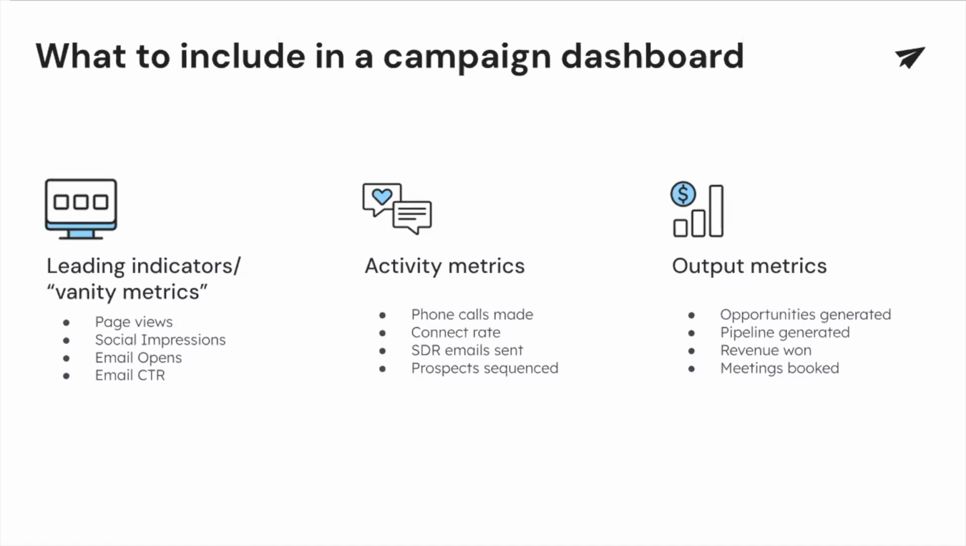metrics such as opportunities generated, pipeline generated, revenue won. This is really aligned with the goals that you set out for the campaign at the beginning of your exercise. You want to make sure that this reporting aligns back really well to these goals that you set. And this will really help you improve the ROI of your campaign, and prove that you are able to get budget for future campaigns.